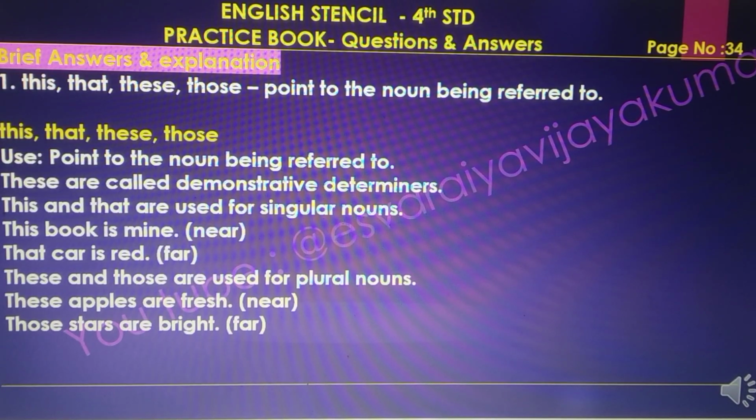Next, the brief answers and the explanations. This, that, these, those are used to point to the noun being referred to. These are called demonstrative determiners. This and that are used for singular nouns. This book is mine, near. That book is red, far. These and those are used for plural nouns. These apples are fresh, near. Those stars are bright, far.